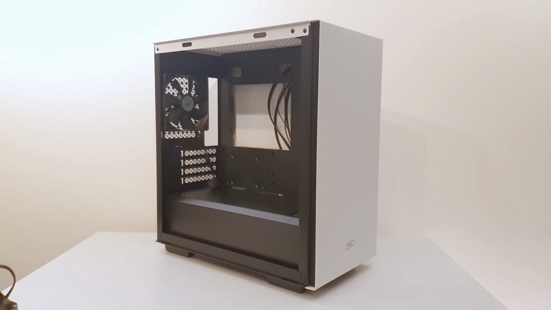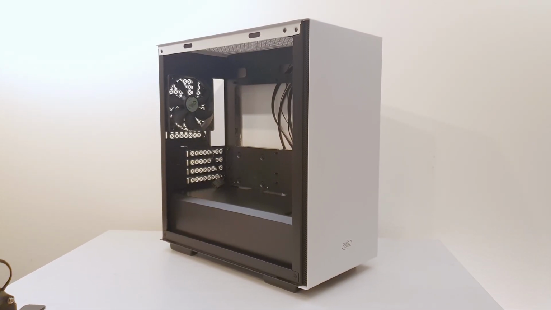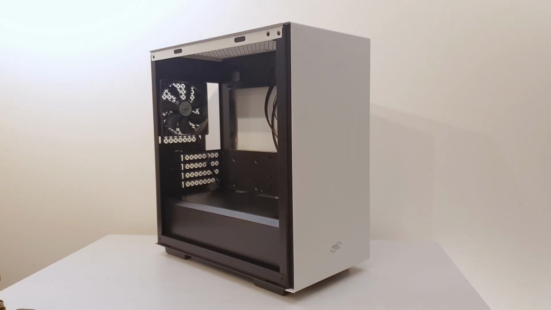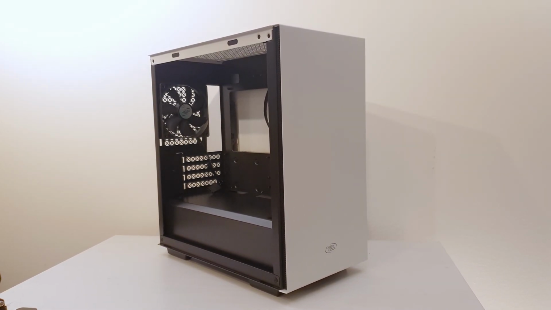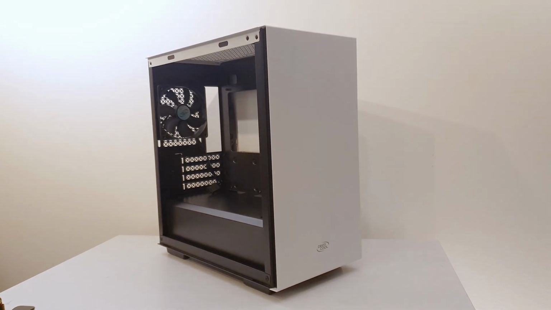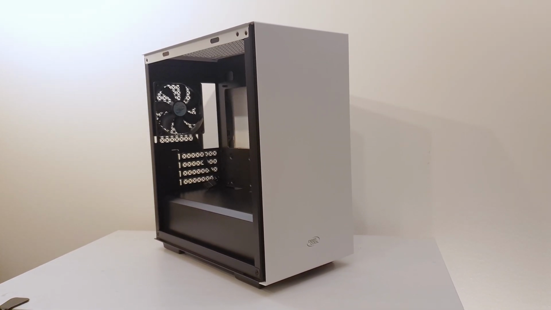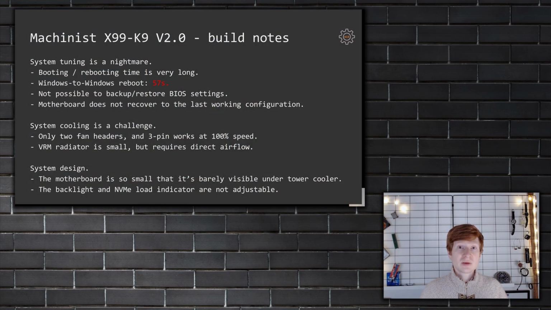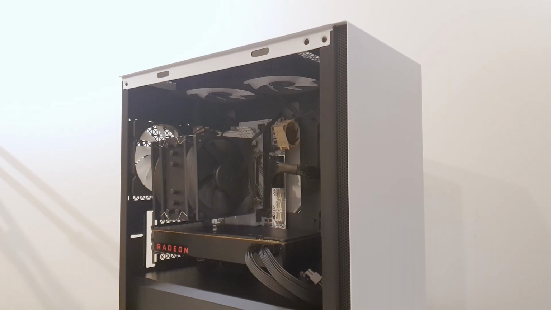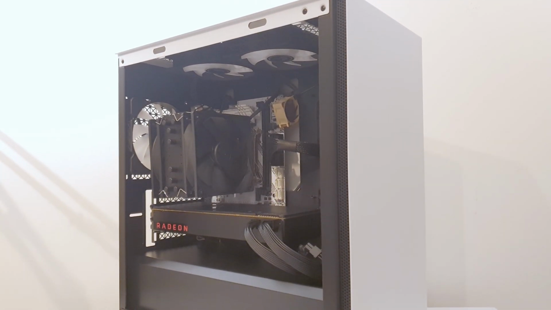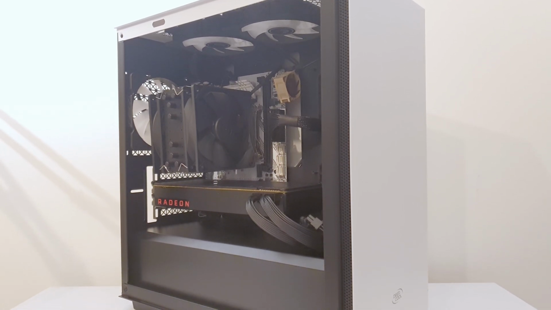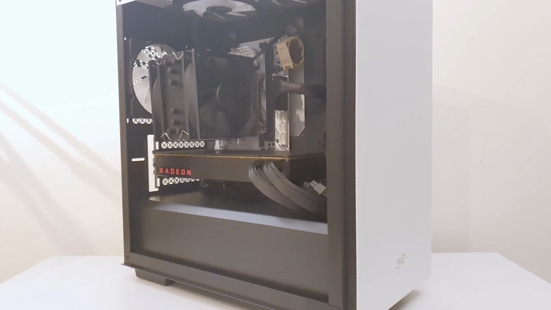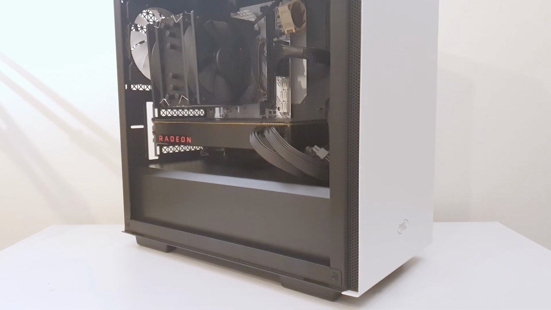Finally, let's talk about aesthetics. Machinist X99-K9 is a nice looking white motherboard, but it is very small, and originally I planned to use it with my water cooling, which means the motherboard would be visible. But under a big tower cooler such as a Silentium PC Fera 3 with an extra fan, the motherboard is almost invisible. So my dual-theme PC build idea didn't really work out.